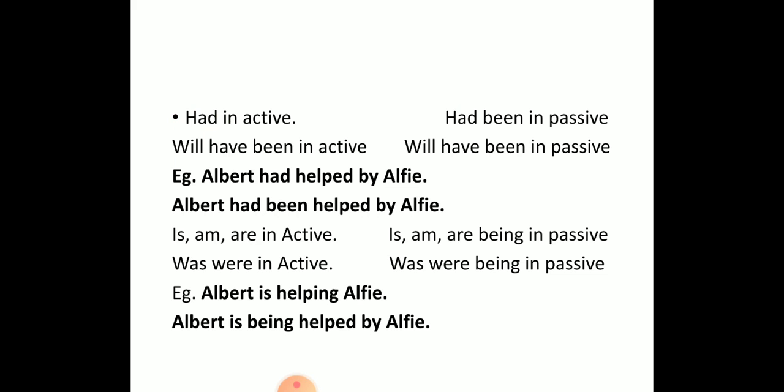Last one, is, am, are in active, is, am, are being in passive. Was, were in active, was, were being in passive. Albert is helping Alfie. Albert is being helped by Alfie. You can see your present continuous tense is changing into present perfect continuous tense. So likewise, these all are the changes I have given you by this chart. So student, I hope you have understood the recognition of active and passive voice. Thank you.